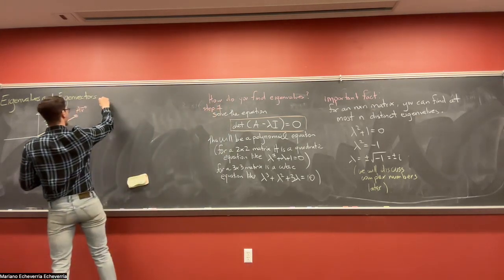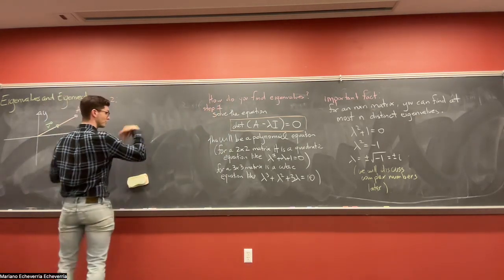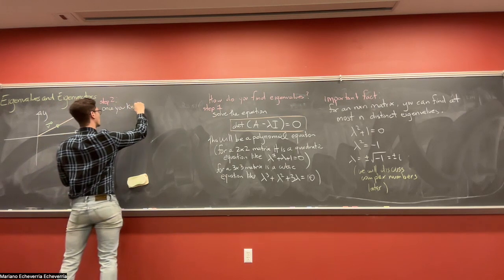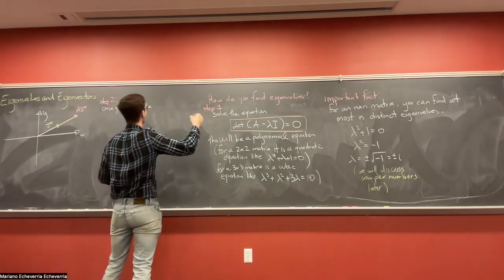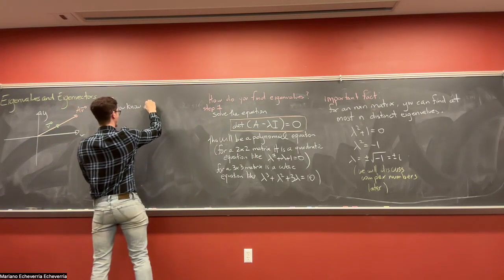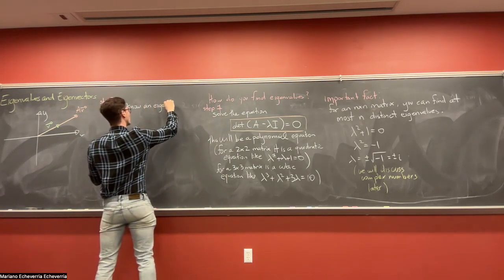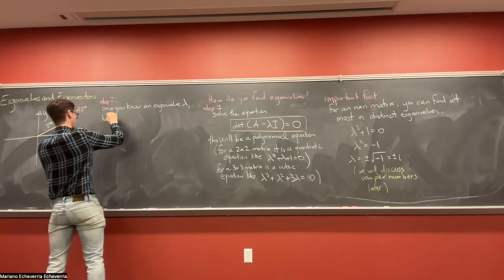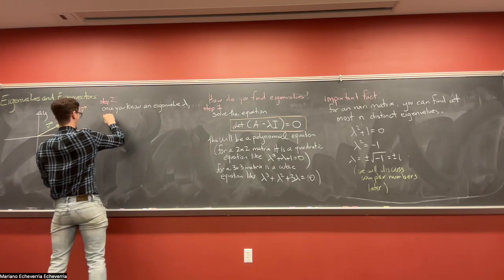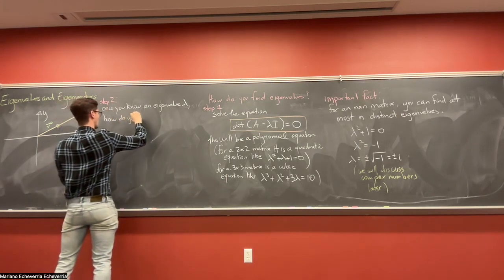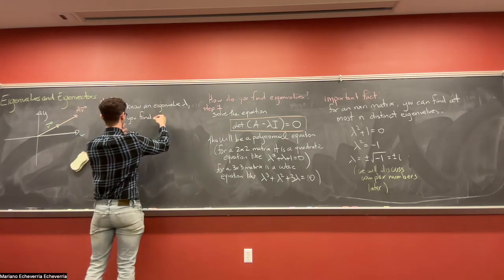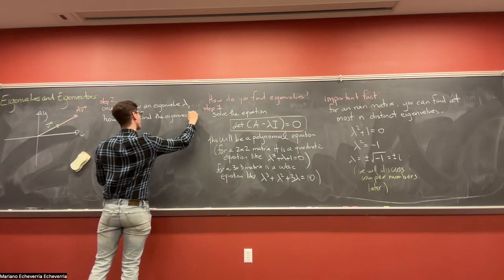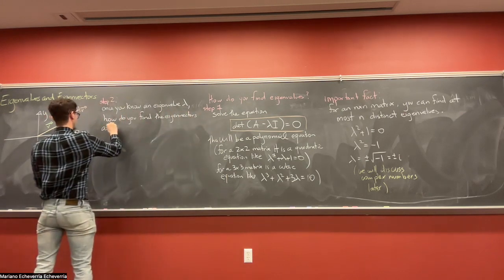And step two is that once you know the eigenvalues, or let's say you know a particular eigenvalue, how do you find the corresponding eigenvectors associated to this eigenvalue?